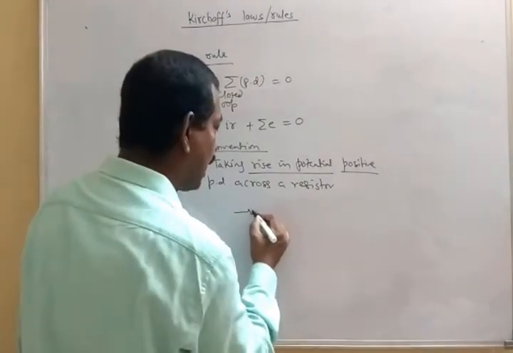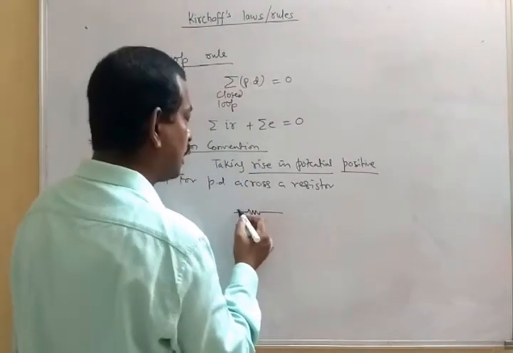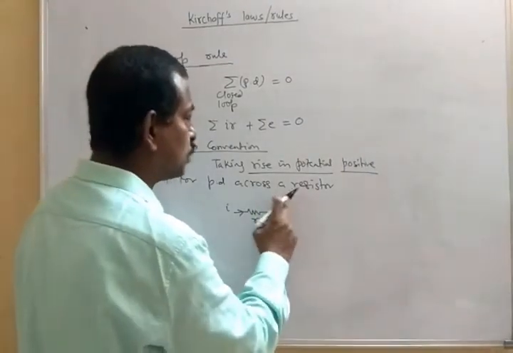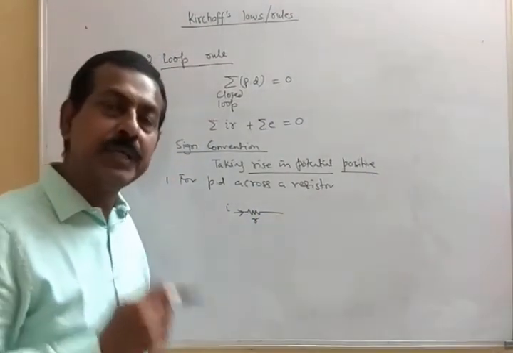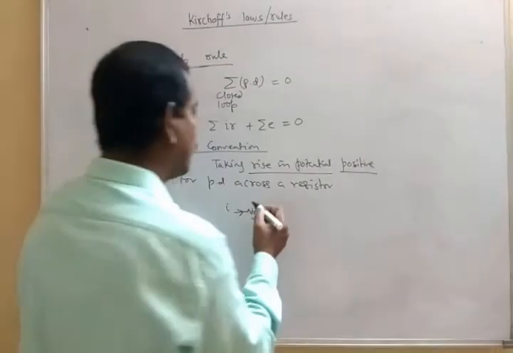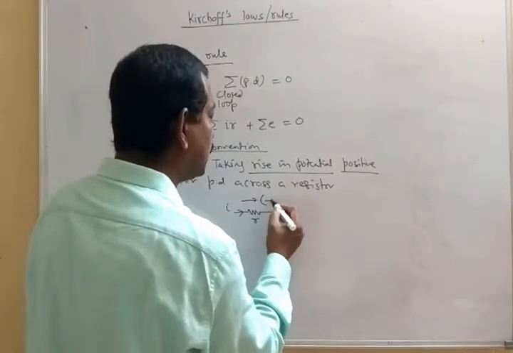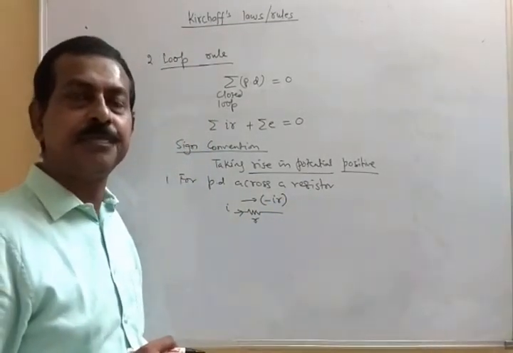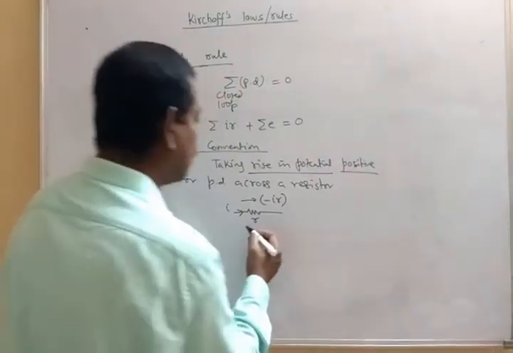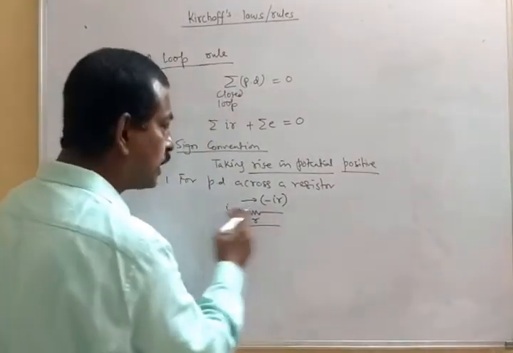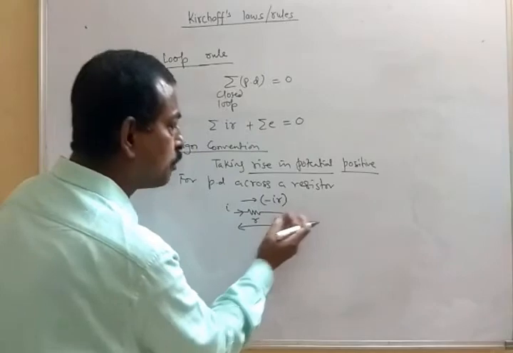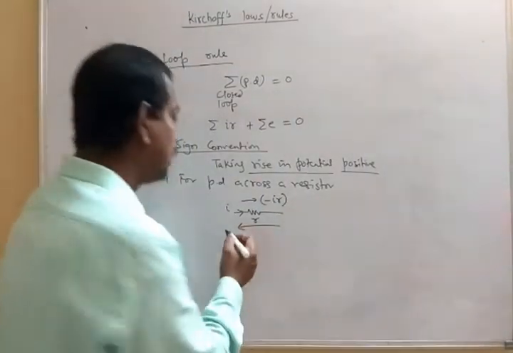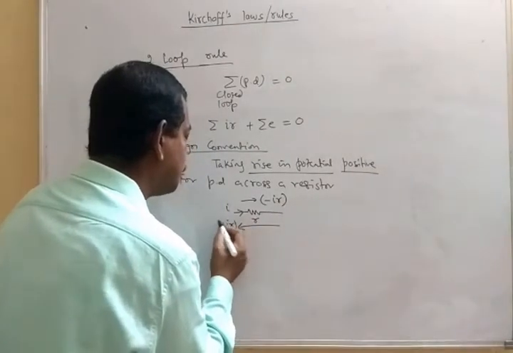So suppose you have a resistor R, and the current is I. If we move from left to right, then we are going in the direction of current. So we'll take the potential difference negative. Whereas if we are moving from right to left, we are going in the opposite direction of current, so here it will be taken positive.